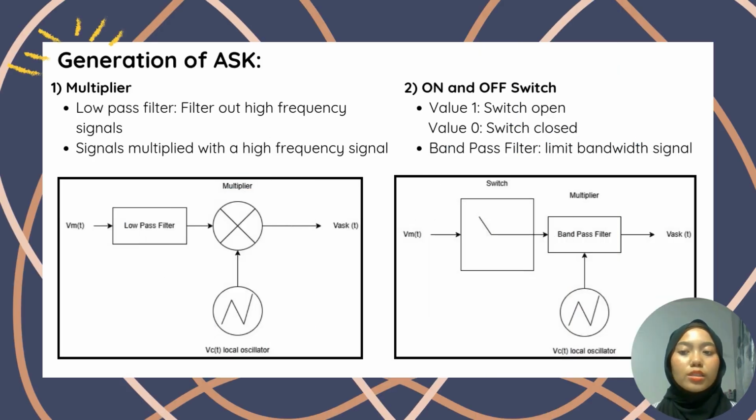There are two methods to generate amplitude shift keying. The first one is by using the multiplier. The multiplier is intended to multiply the signals that come through from the low pass filter. Next is by using the switch. The value 1 will make the switch open and the value 0 will make the switch close. This method also implements a band pass filter to limit the bandwidth of the signal from the information signal.